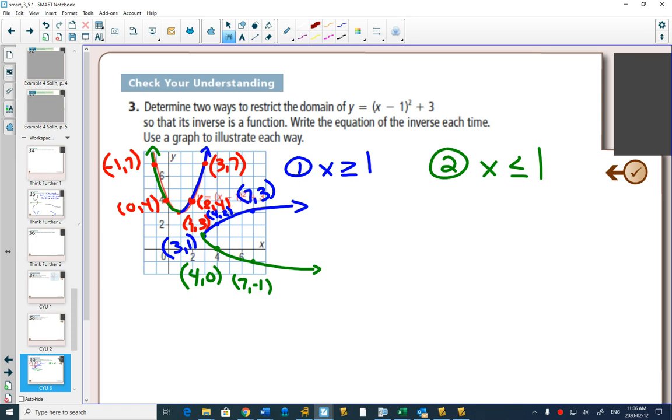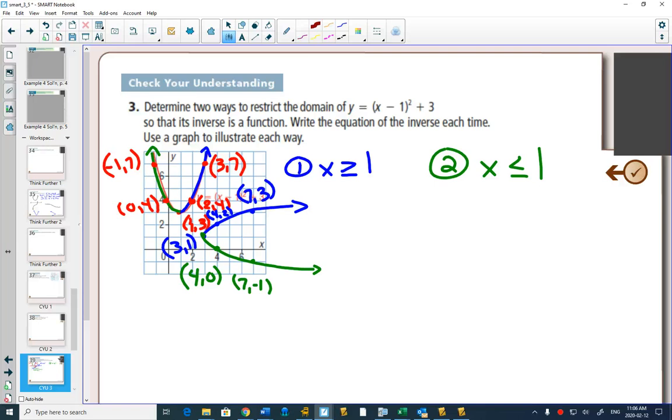So if you had the blue on its own, it would be a function. If you had the green on its own, it would be a function. But if you had both of them together for the inverse, it wouldn't be a function because it wouldn't pass the vertical line test. So I have used colors to demonstrate how one part was an inverse of the other part. So I've used my graph to demonstrate.